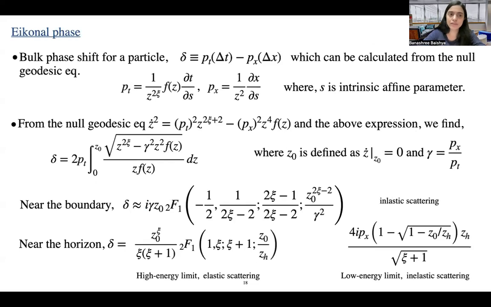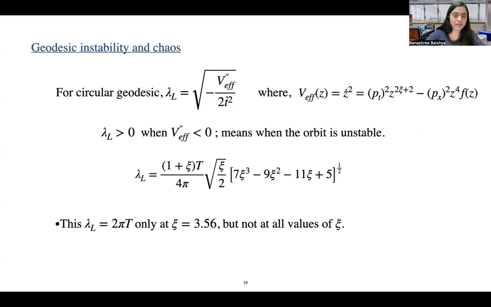Now for the eikonal phase, we write down the bulk phase shift, and from the null geodesic equation, we can calculate the eikonal phase. Here near the boundary, this eikonal phase is inelastic, and near the horizon at the high energy limit, it is elastic. At the low energy limit, it is again inelastic.